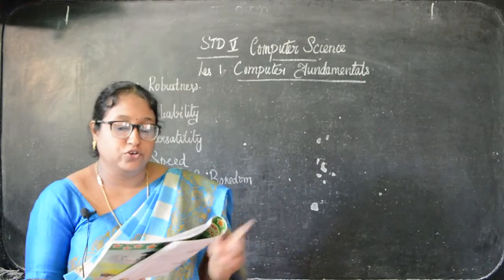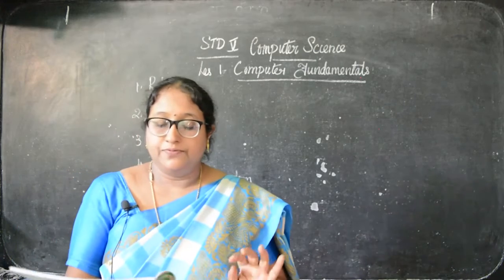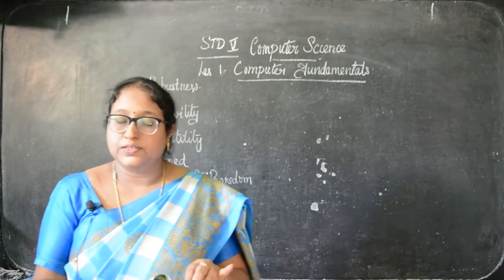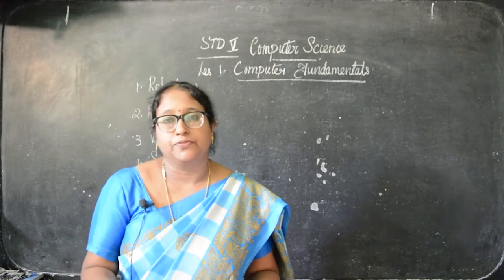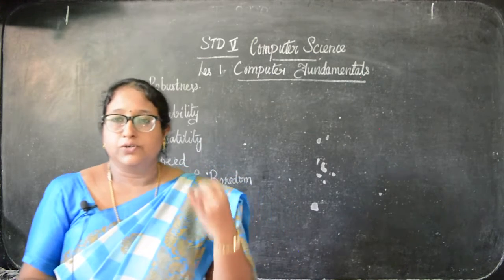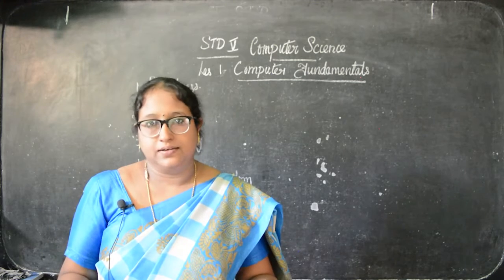First, what did we see, children? Robustness. Second, reliability. Third, versatility. Fourth, speed. Fifth, lack of boredom. So first, what we saw, robustness. That is, robustness means the computers have the capacity to perform their function 24 hours a day, 7 days a week, or 365 days a year. Right, children?